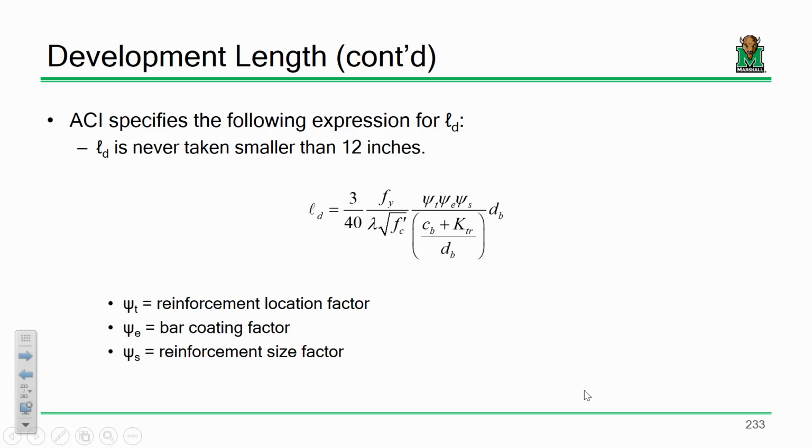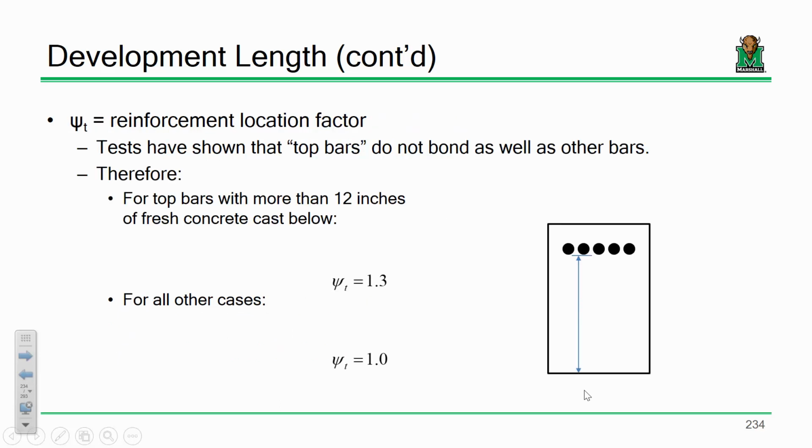We have a psi sub t, a psi sub e, and a psi sub s. Let's take the first one, the psi sub t. Psi sub t is our reinforcement location factor. The reason why it's called psi sub t is because it sort of stands for top bars. Okay, now, here's the thing. I'm not talking about situations like this where it matters whether or not the bars are in tension or compression. I don't care if it's a singly reinforced beam or a doubly reinforced beam. I don't care about any of that in regards to development length. There's a very significant reason why we need to account for top bars, and it's a really simple reason. It's basically just gravity. Okay?